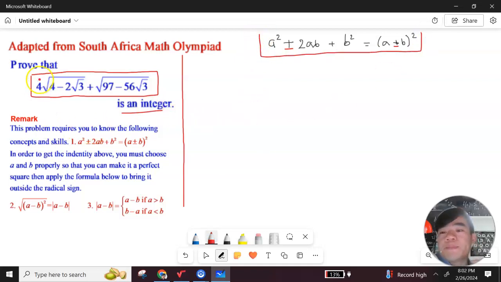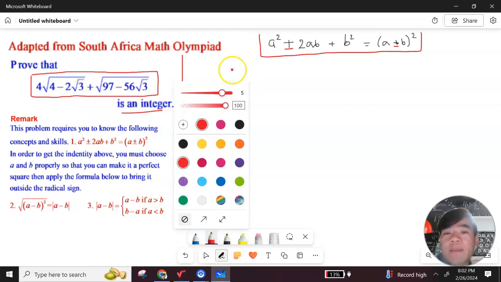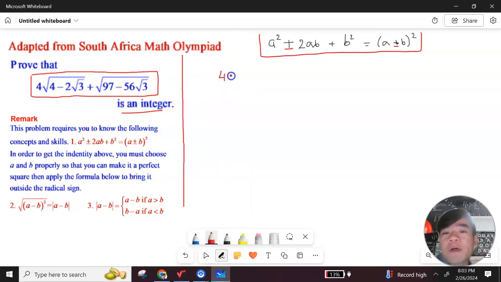Okay. Now we have 4 minus 2 root 3 under the radical sign right here. So we need to find ways to eliminate the radical sign. In order to eliminate it, we need to turn 4 minus 2 root 3 into a complete square. Okay, so let's see. Let me try it over here. So 4 minus 2 root 3.